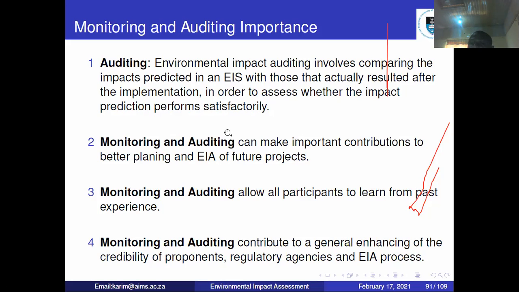And monitoring and auditing can make an important contribution to better planning and environmental impact assessment of future projects. So once you monitor and audit and have good information, in the future, if someone is going to run a similar project, you already know what is actually going to happen. So you gather more information and then improve future projects and environmental impact assessment.